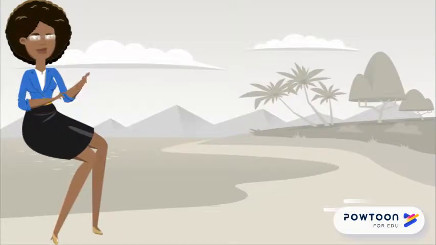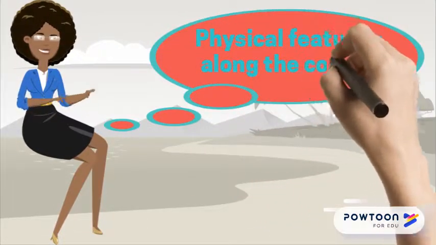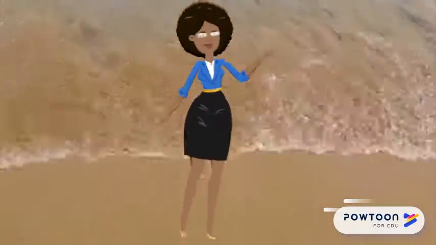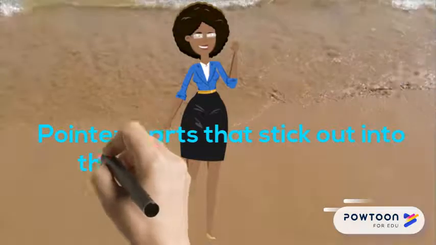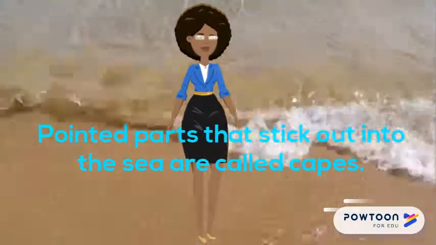Now looking at physical features along the coast. Sometimes the coastline is smooth and straight. At other times, the coastline has curves and pointed parts. Pointed parts that stick out into the sea are called capes. Curved parts of the coast between the capes are called bays.